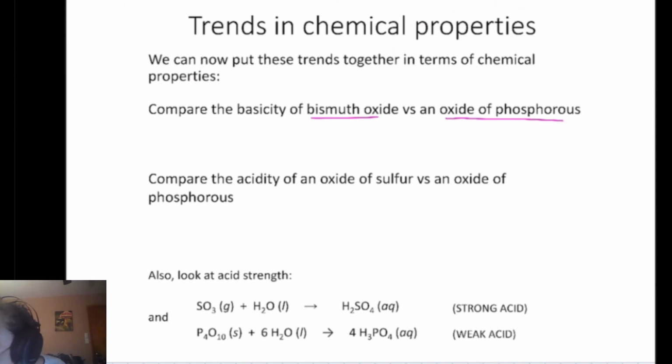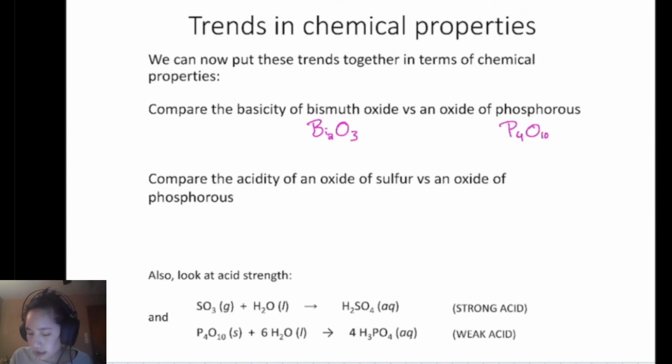So, what did I want to say here? Bismuth, Bi, so I'll just give you the formulas of bismuth oxide and the oxide of phosphorus. Bismuth oxide is Bi2O3, and the oxide of phosphorus is P4O10. So we want to compare the basicity of these two oxides.